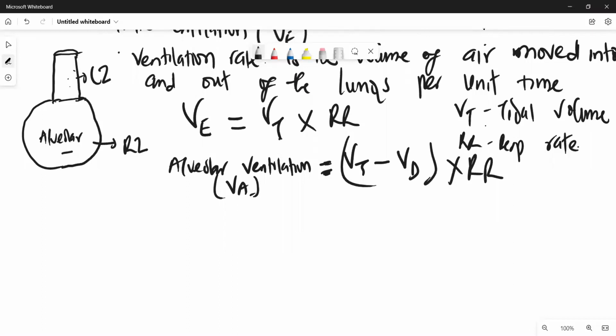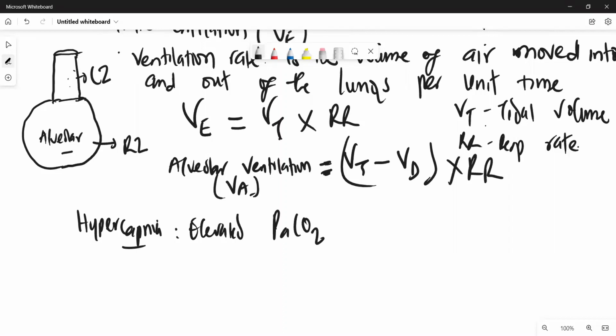So having said that, let's move on to the next thing that I also want us to talk about. When we talk about hypercapnia, by definition, it means that there is elevated PaCO2, which is the partial pressure of carbon dioxide in the arterial system or in the blood. So that's what we mean by hypercapnia.